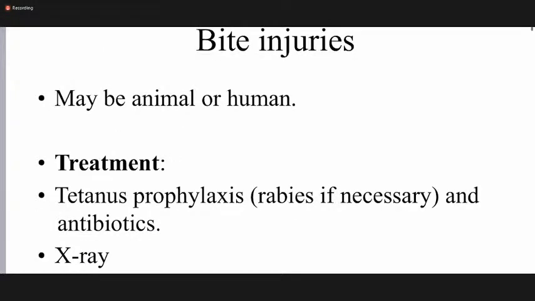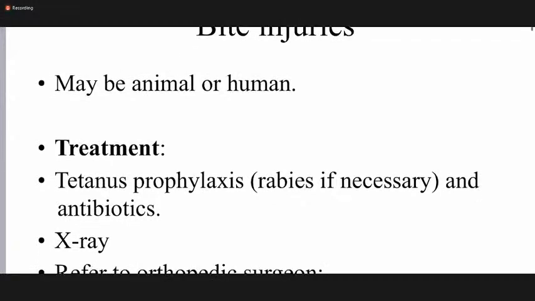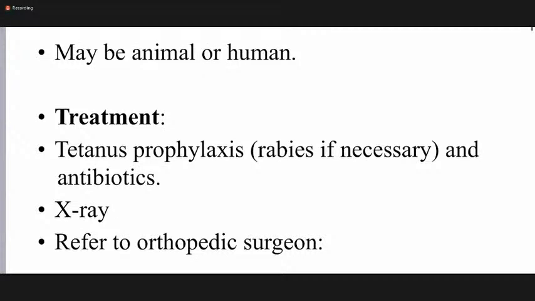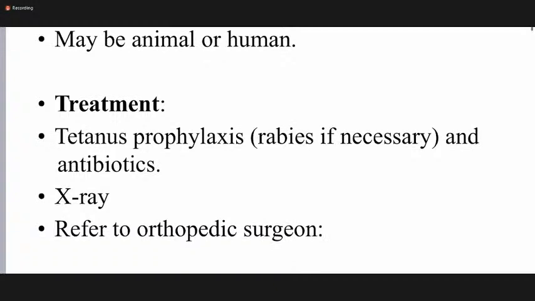Next, we move to bite injuries. It can be human bite, can be animal bite. And it is said human bites are even worse than animal bites, possibly because the human oral cavity has many more bugs. So treatment, of course, in many cases there'll be a wound, must be thoroughly debrided. And even before that, you must give tetanus prophylaxis, and if it's an animal and the rabies immunization status is unknown, maybe a stray dog, rabies vaccine is given.